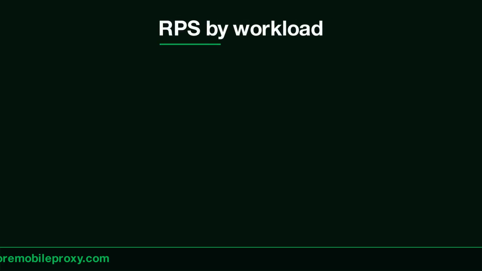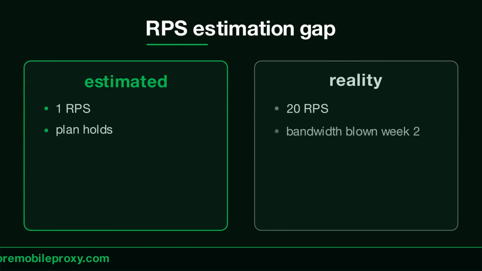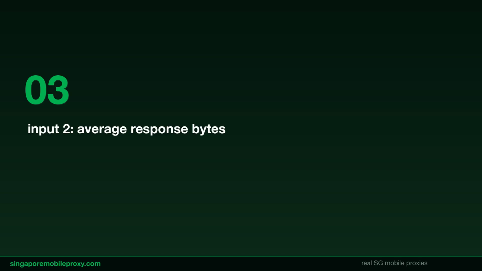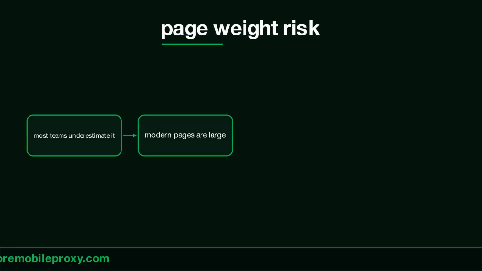Input 1, requests per second. For continuous workloads, take peak rate. For burst workloads, compute the average over the active window. An e-commerce price tracker on a single retailer runs 1.5 to 5 RPS. Across 50 retailers, 5 to 50. Google SERP tracker is small at 0.1 to 2. Social listening can be 5 to 100. Ad verifier is tiny at 0.05 to 1. Account warmer is the smallest at 0.01 to 0.5. Sneakerbot at drop is the extreme, 50 to 500 RPS in burst.